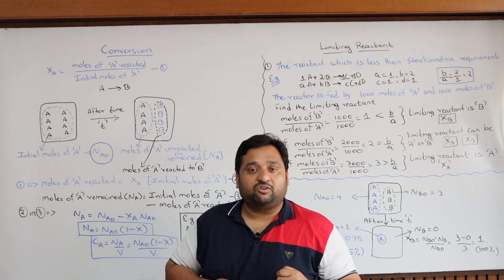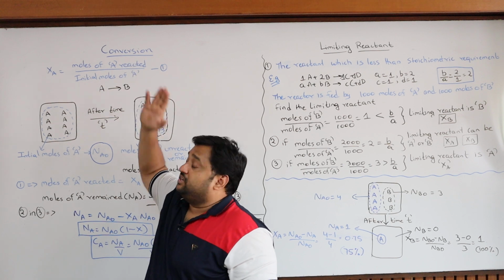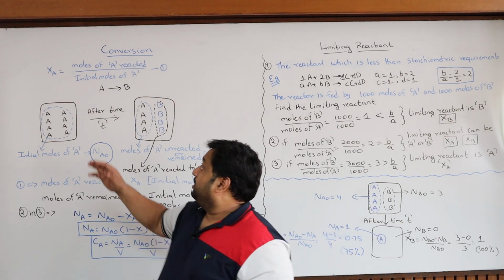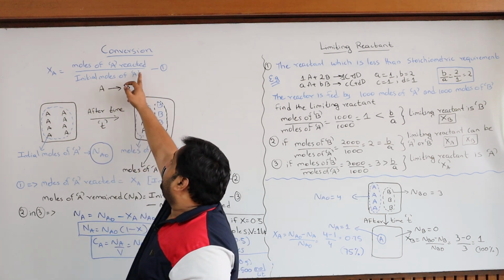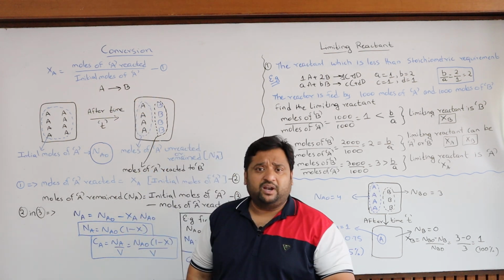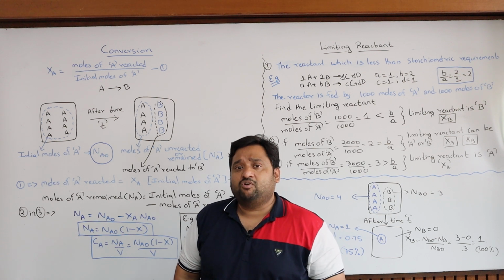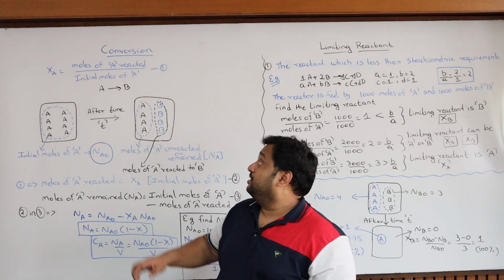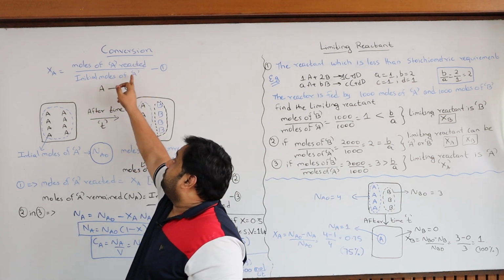So, let us go into the topic. Let us discuss the conversion first. The conversion, which you can think of as the percentage of reaction, is defined as XA, moles of A reacted divided by initial moles of A. For example, let us consider A as our limiting reactant. I define the conversion based on the molecule A, which is one of the reactants.